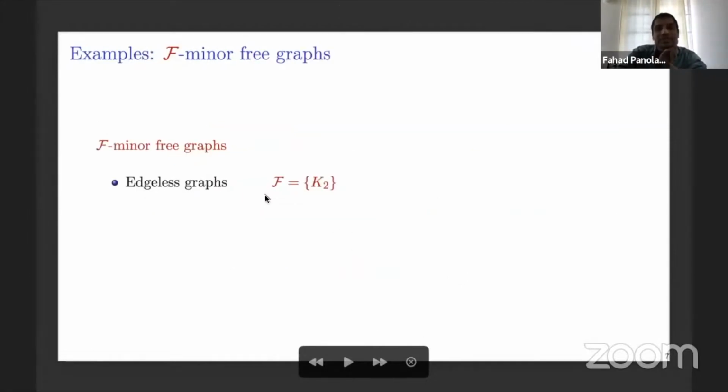Now take our examples. Edgeless graphs are F minor free for F containing one graph, which is K2, an edge.